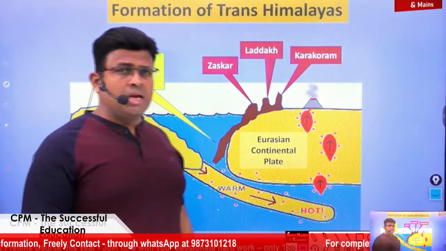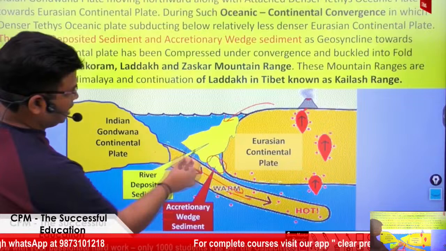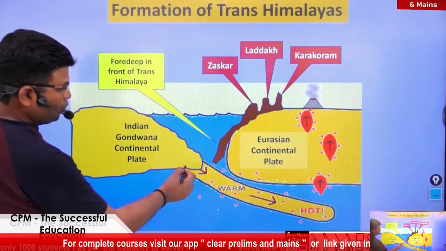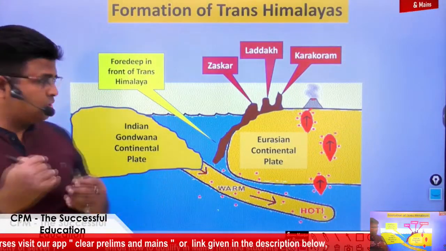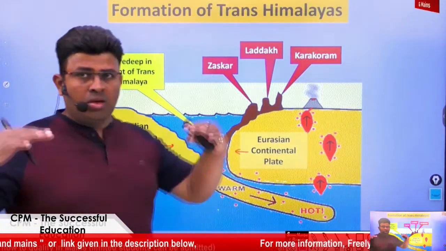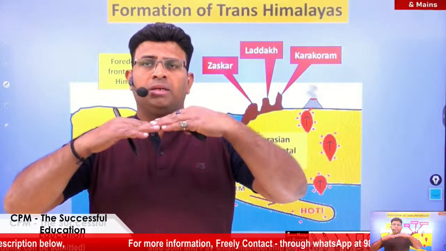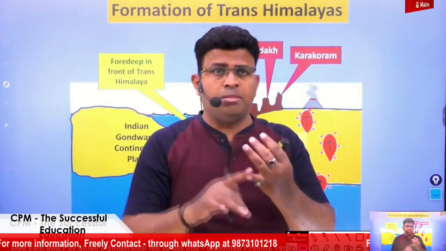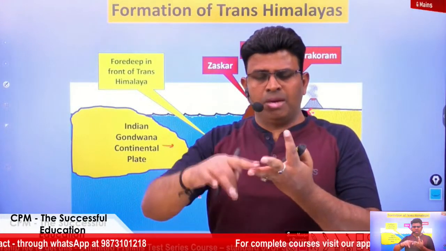Understood it? Now these two plates were a little far away, and now you can see that they are closer. The ocean part has been subducted. Now there is a head-on continental collision, no subduction. So after the formation of Karakoram, Ladakh and Zaskar, we will see the formation of the Greater Himalaya, Middle Himalayas and Shivalik range.